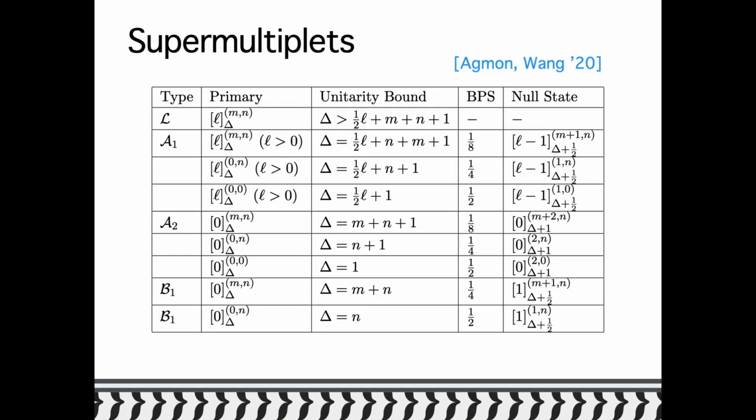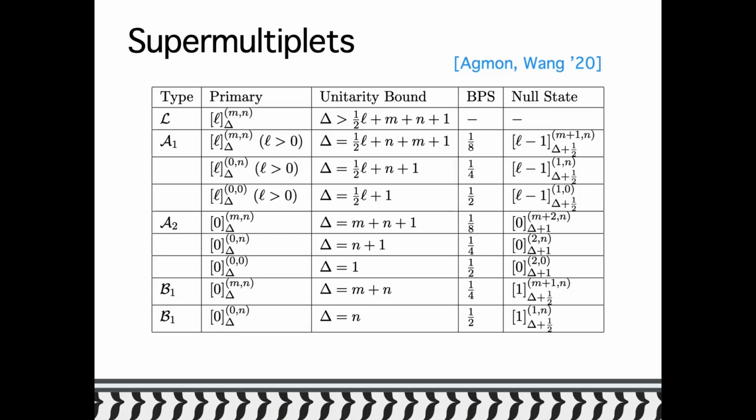And if you look at the first row here, it tells you that there's a type of multiplets called long superconformal multiplets. And for these long superconformal multiplets, there is some unitarity bound. Basically, the dimension has to be greater than some combination of the other charges of the superprimary operator.